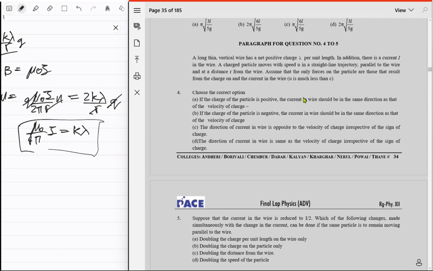Right. Okay, if the charge of the particle is positive, current in the wire should be in the same direction as that of the velocity of charge. Charge of the particle is positive. फर्क नहीं पड़ता चार्ज क्या है. Current in the wire should be in the same direction as that of the velocity of charge.